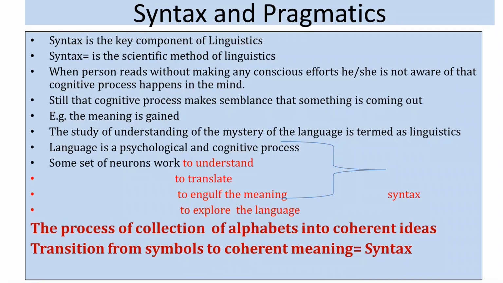The process of collection of alphabets into coherent ideas, the transition from symbols to coherent meaning. Look, when you see alphabets adjoining, they create a word, and the adjoining of words creates sentences. So basically our mind, our brain, is continuously trying to understand sentences with the combination and compilation of alphabets.